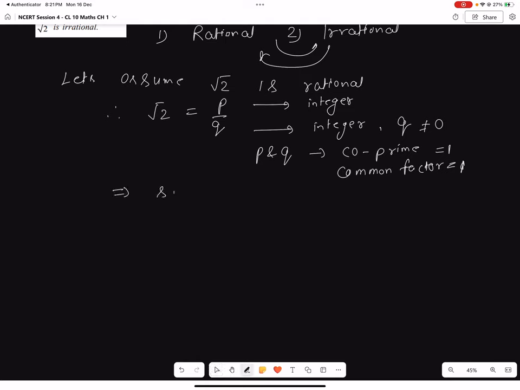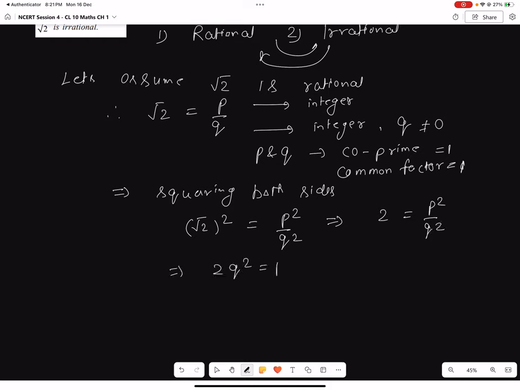We'll take a square, squaring both sides. So when we square both sides, it will work like this. So it will go p square upon q square. Next step would be 2 equals p square upon q square. And hence we can say 2q square equals p square, right? Or we can say q square equals p square upon 2. So what you can clearly see, as per this equation, p square is divisible by 2.